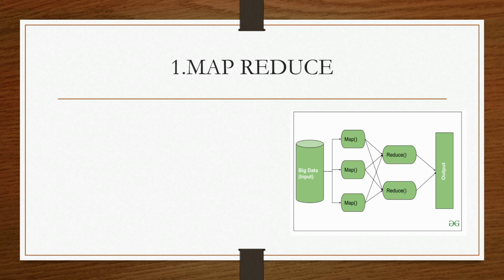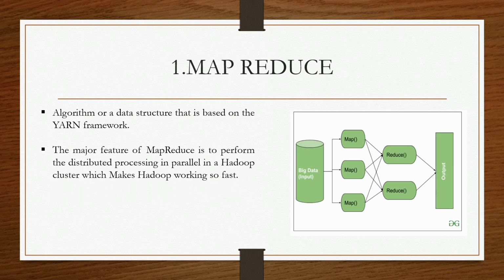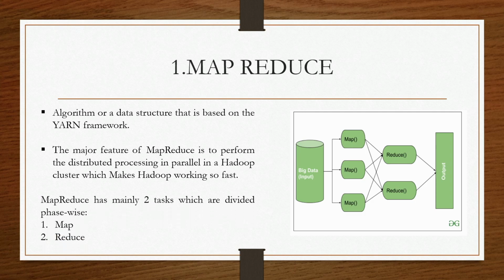MapReduce. MapReduce is nothing but an algorithm or data structure that is based on the YARN framework. The major feature of MapReduce is to perform distributed processing in parallel in a Hadoop cluster, which makes Hadoop work so fast. When it comes to big data, serial processing is no more of any use. MapReduce mainly has two tasks, which are divided phase-wise. The first phase is utilized by the map and the next phase is utilized by the reduce.